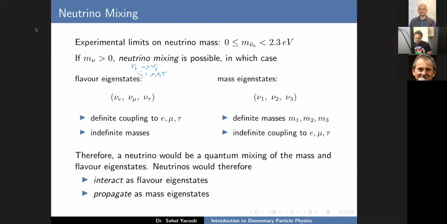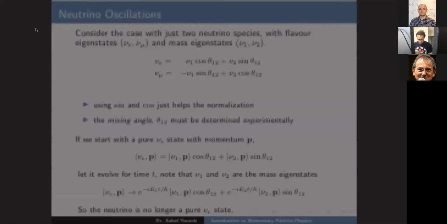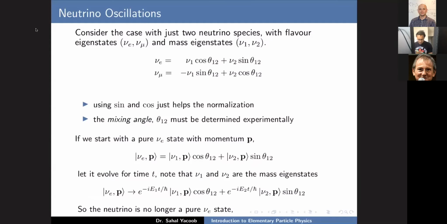It then propagates in time in these mass states. And so it's some fraction nu1, some fraction nu2, some fraction nu3. They propagate slightly differently. And then when we measure them again, we measure them in the flavor state, and we don't get exactly what was produced. It's a little bit complicated, so let's look at a simpler treatment of this. Let's consider just two individual states. So let's say there are two neutrino species. They have flavor eigenstates nu E and nu mu, and mass eigenstates nu1 and nu2.